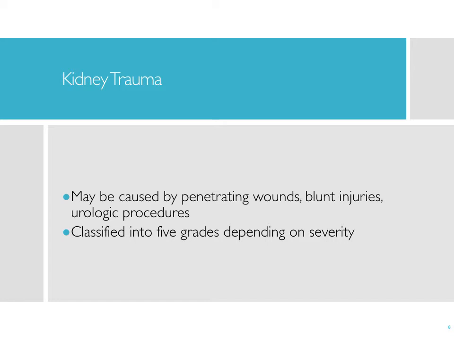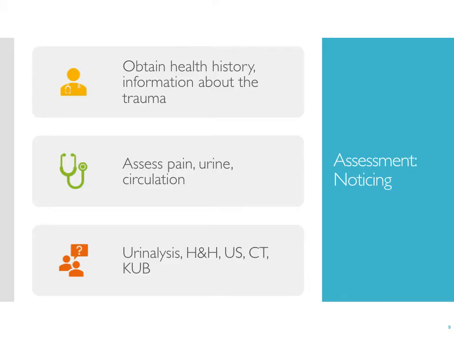Grade 5 represents the most severe variety of kidney trauma, and it's often associated with shattering of the kidney and tearing of the blood supply to the kidney. Obviously, adults of any age can suffer kidney trauma as well as children. So when we're looking at somebody who potentially may have a kidney trauma, we want to obtain the health history and information about the trauma. Specifically, we want to know the mechanism of the injury to help determine the potential severity of the injury.